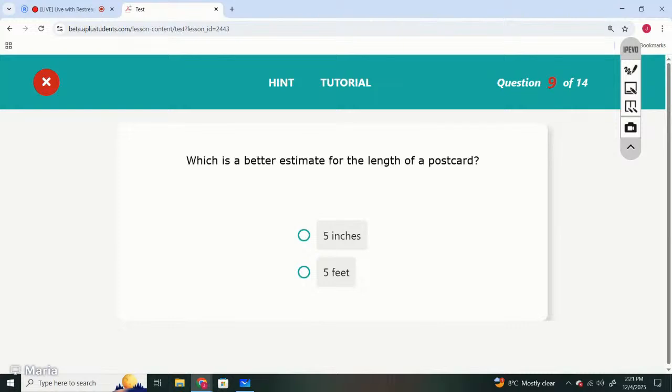Which is a better estimate for the length of a postcard? The length of a postcard would be 5 inches. Option number 1 is the correct option. That is 5 inches. Okay, you can complete the lesson by yourself later today. Let me just move on to the next lesson.